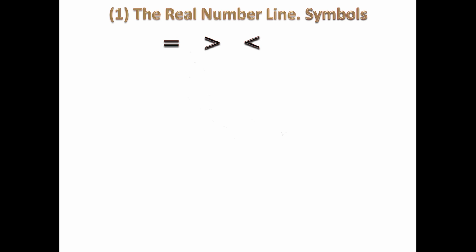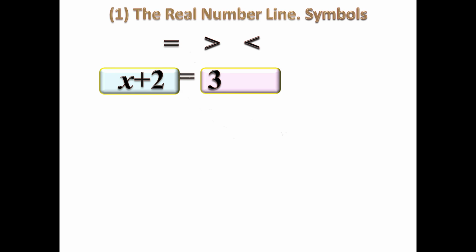We use these symbols to compare numbers, and now we are going to expand their applications. These symbols can be used to compare different types of expressions. Suppose we have two expressions, and one of them, or both of them, with a variable. The first expression is x plus 2, or x and positive 2, and the second expression is 3. If for some reason they are equal, then we can call them an equation.